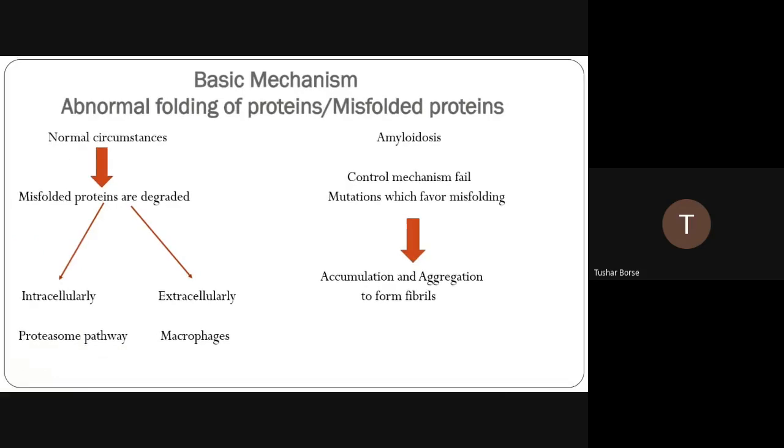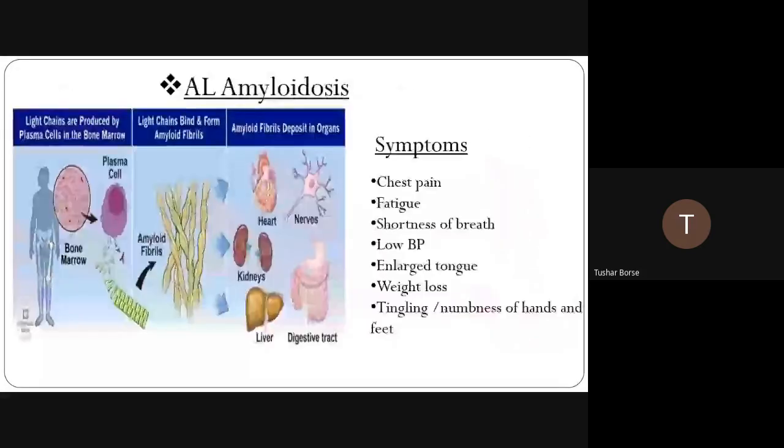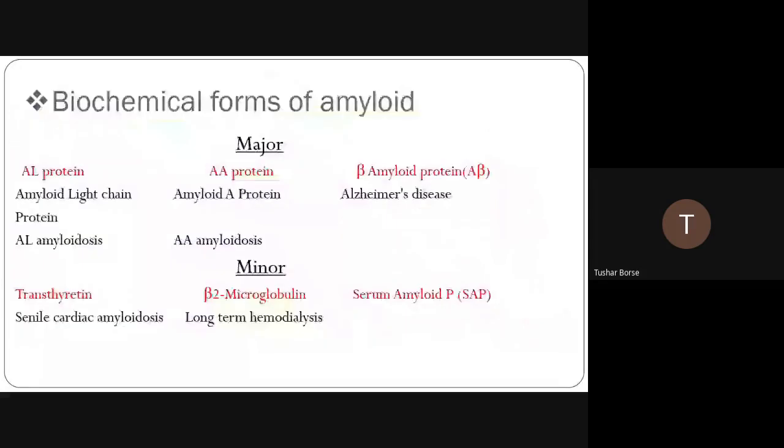What are the properties of amyloid protein? Physically, it's a continuous, non-branching fibril, like you can see in this image. They are 7.5 to 10 nanometers in diameter, with a cross beta-pleated sheet conformation. Chemically, they are 95% fibrillar protein and 5% P protein, that is proteoglycan serum amyloid P. In the biochemical forms of amyloid, there are two forms: major and minor. The major forms are AL protein, AA protein, and beta amyloid protein, and the minor forms are transthyretin, beta 2 microglobulin, and serum amyloid P.